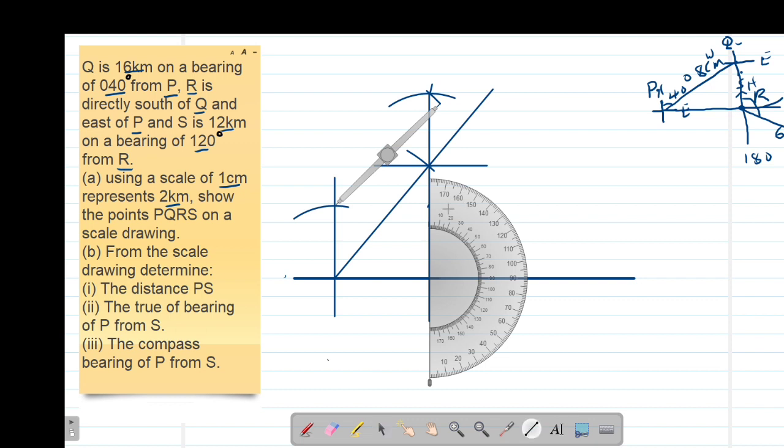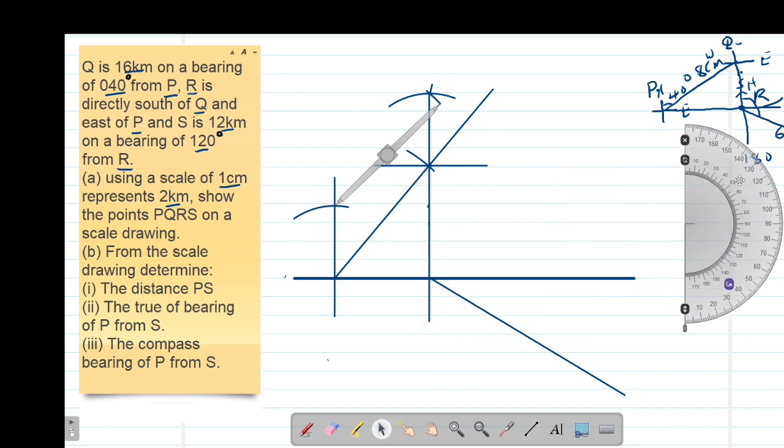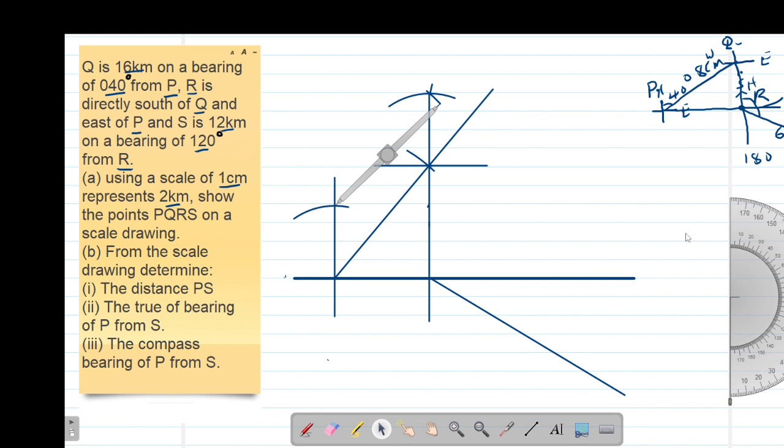So 120 will be, I'm using the inner scale. So 0, 80, 120 is here. So I connect these two. So this needs to be exactly 120 degrees. So 120 is here. Then of course I make the line somehow long this way. Then after that, I'm going to remove my protractor. Then I need 6 centimeters.